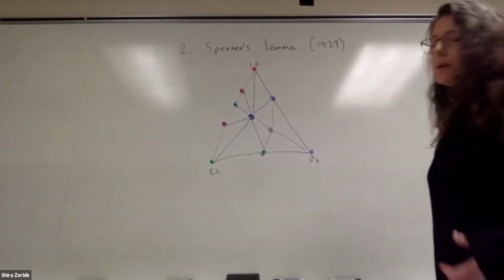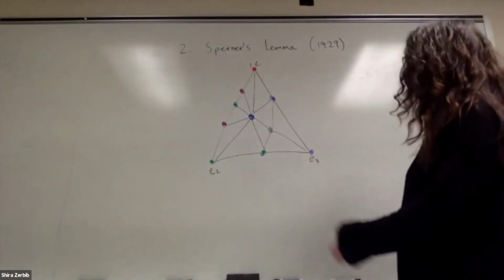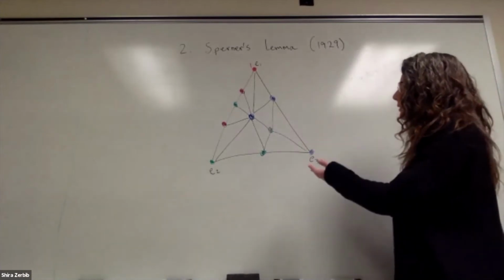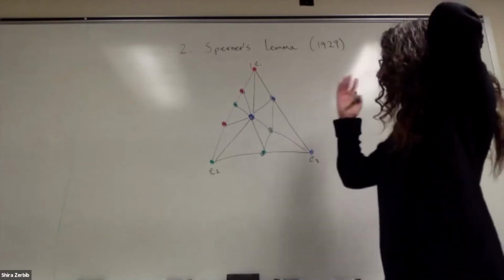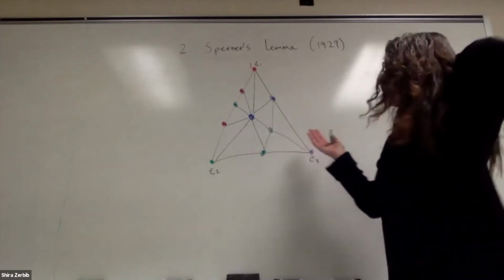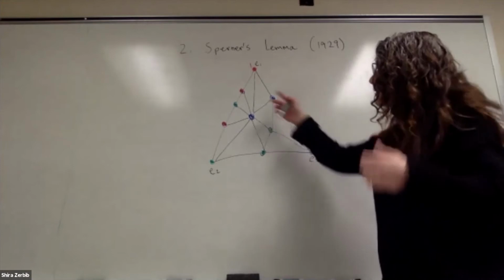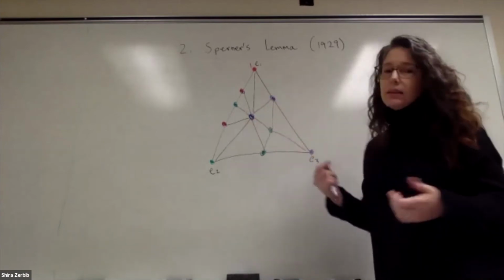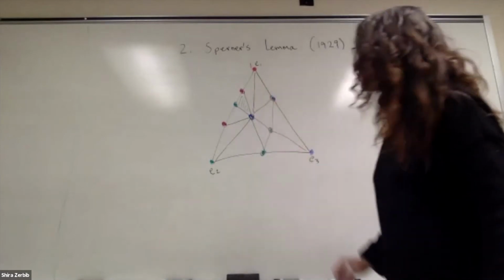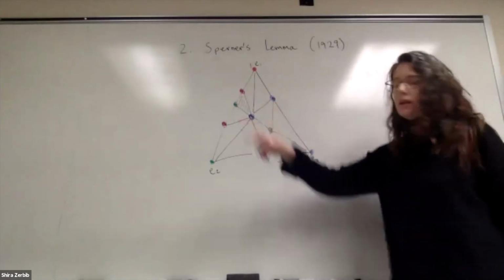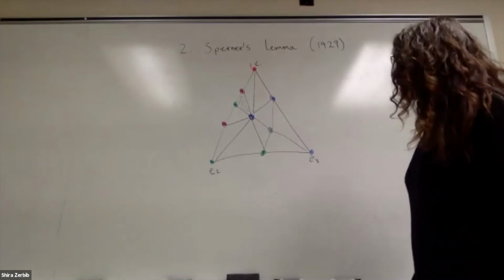Okay, so Sperner's lemma tells us that if we color the vertices of any triangulation of the n-dimensional simplex in such a way, then we can find a simplex in the triangulation that is colored by all the colors. So here is one such simplex. It is colored by all three colors.